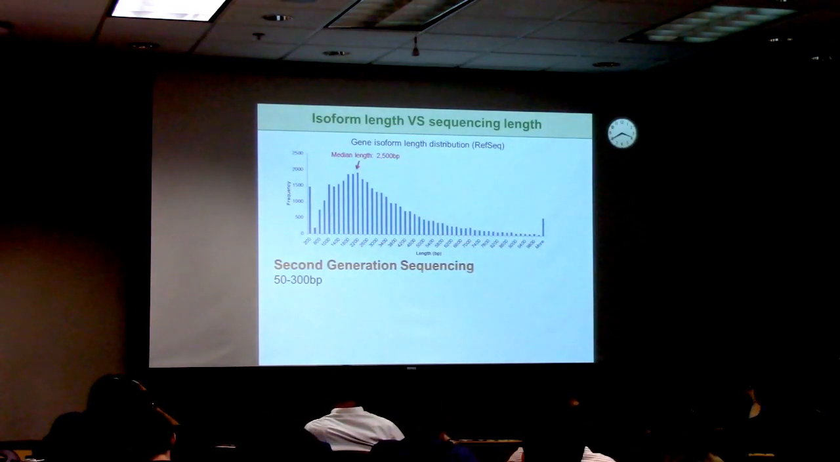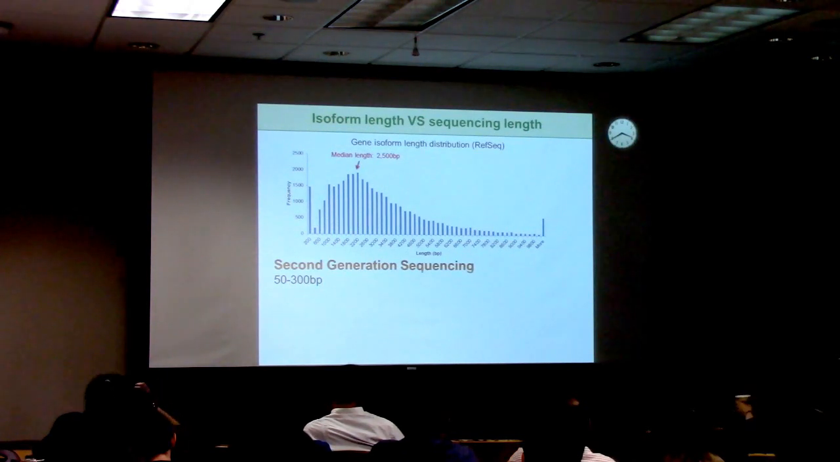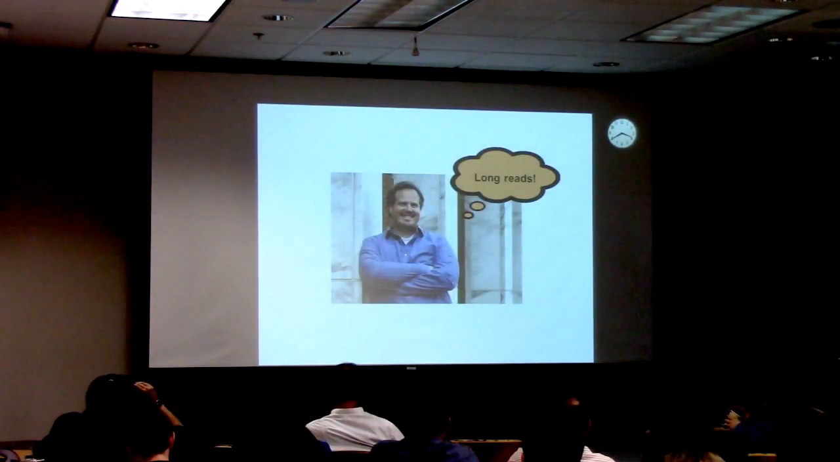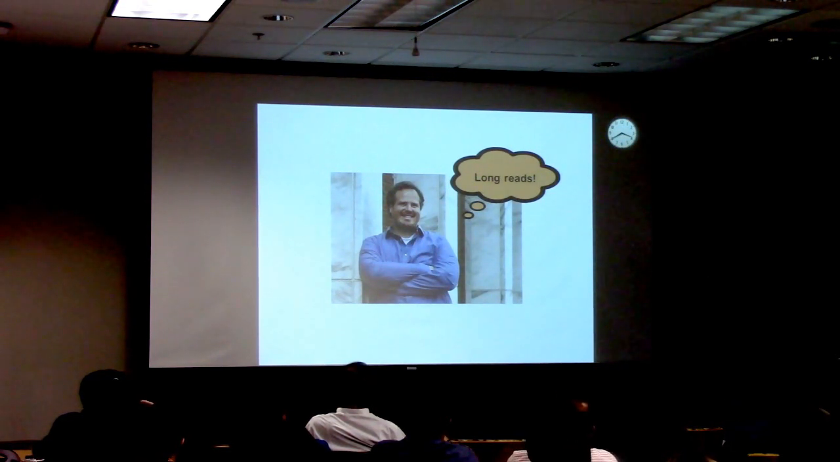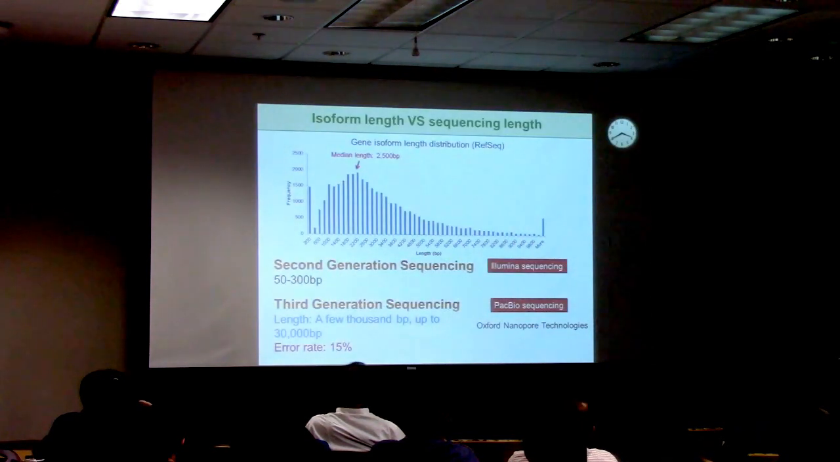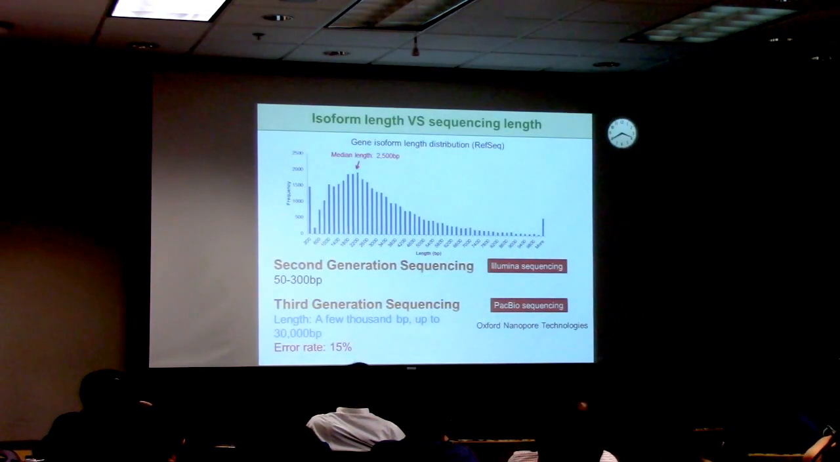You remember I thanked four speakers, and the last speaker, Mike, introduced long reads. Long reads are pretty useful. Long reads can help us link the exons and the SNPs so that we can identify the isoform and determine the haplotype very easily. Long reads are a few thousand base pairs and up to about 30,000 base pairs, which almost covers the full length of the transcript. The major platforms are PacBio sequencing and Oxford Nanopore sequencing.